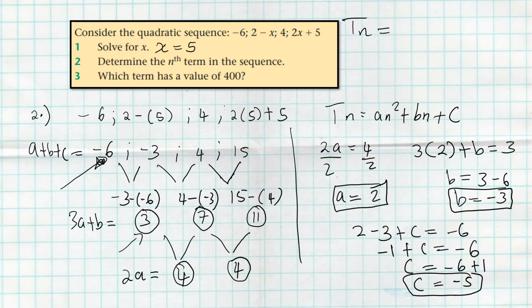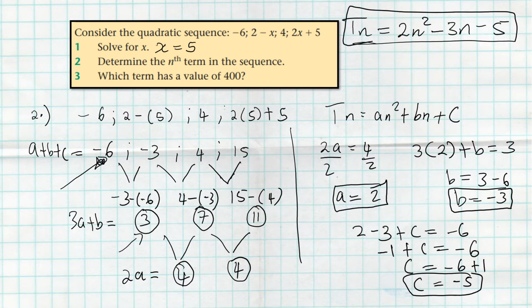Tn is going to be what? A, which is 2n squared. B, which is minus 3n. Then our C, which is minus 5. So this is our Tn.